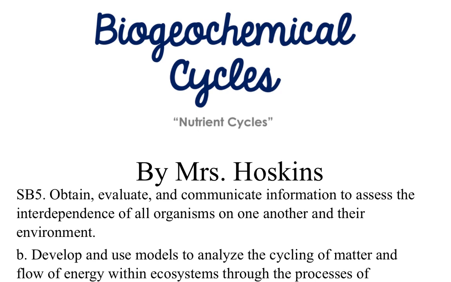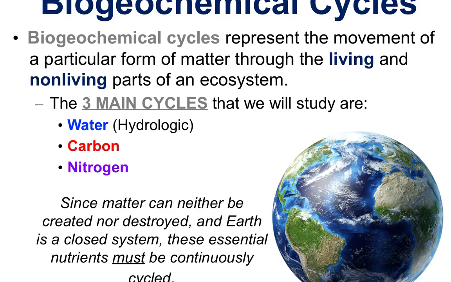Biogeochemical cycles. Interdependence is when two or more things depend on one another in order to survive or become successful. And in this video, that's what you're going to do. You're going to obtain, evaluate, and communicate how organisms rely on each other in their environment. And so we want to develop and use models of how matter is cycled throughout an entire ecosystem. We'll learn how this happens through different processes.